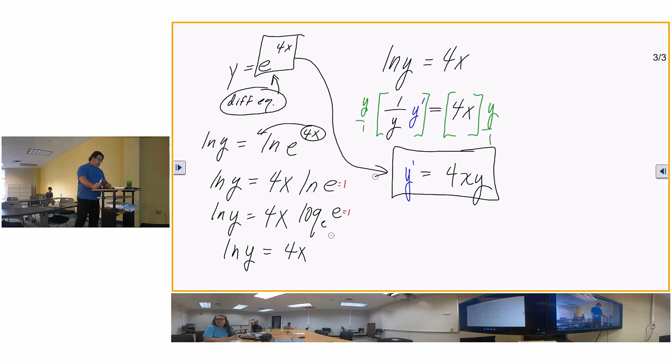4x is the original. I just saw something. That's the problem. e to the 4x. The 4x comes out front. What was your question? I'm sorry, I cut you off.